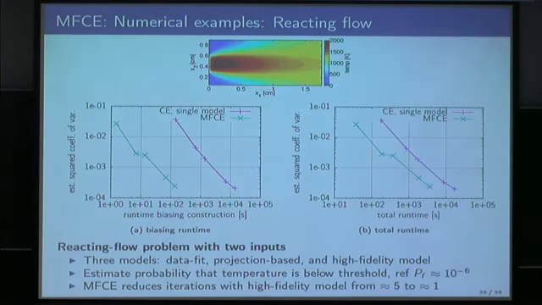Okay, final example that I want to show is this reacting flow example, where we have three models. We have a data fit model, which is a simple linear interpolant from inputs to outputs. We have a projection-based reduced model constructed with proper orthogonal decomposition and discrete empirical interpolation method, and we have the high fidelity model that's derived with finite differences. And we have two uncertain inputs here with normal distributions, and then we are interested in the probability that the temperature in this reaction is below a certain threshold. And the probability when we take a reference estimate is in the range of 10 to the minus 6.